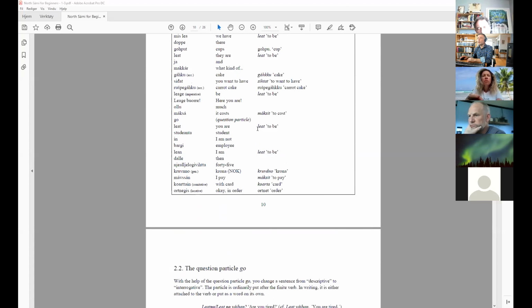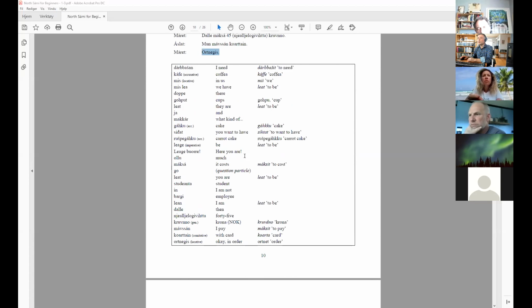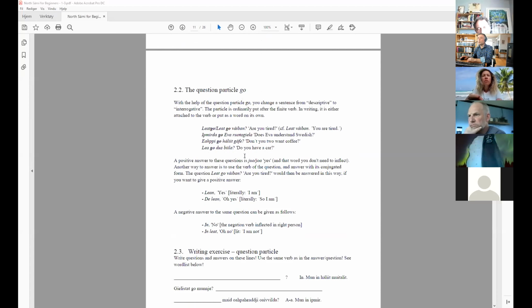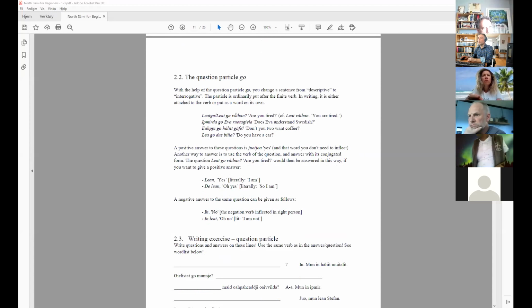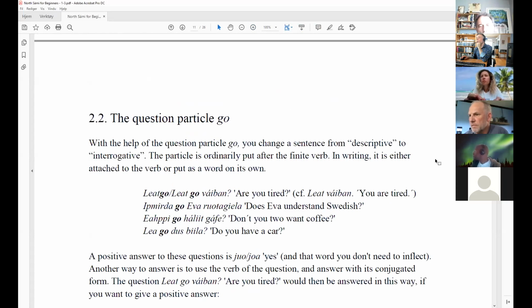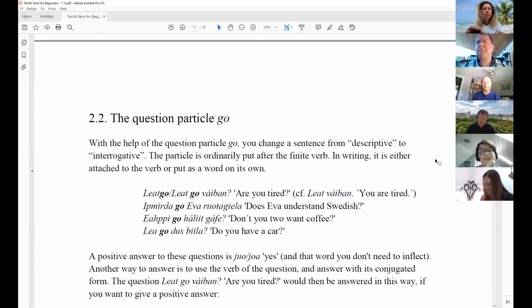And here is the list of the words. And then we come to the question particle ko. I can make it bigger again. Maybe I can put this in another way, like this.